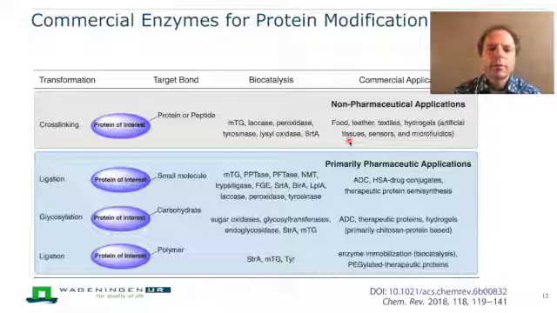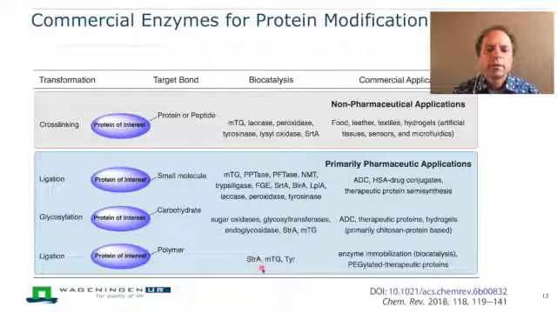If we look at the pharmaceutical application, the enzymes can be used for attachments of a molecule to a protein, and this can be a small molecule, a carbohydrate, or a polymer. You see here a long list of enzymes that can be applied for that, which I will not go through now, but you can look at them yourself. And some of these are actually applied in an ADC context.